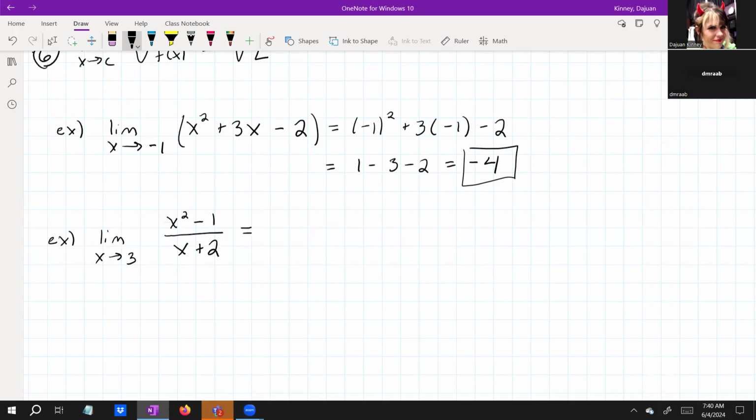So I can just plug in, and this gives me 3 squared minus 1 over 3 plus 2. 3 squared is 9, over 5, which gives me 8/5. Sadly, fractions are going to be a fact of life. I will do many things avoiding fractions where I can, but we can't always avoid them. We just kind of have to live with it.